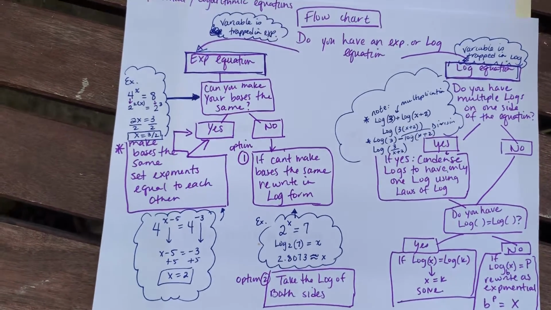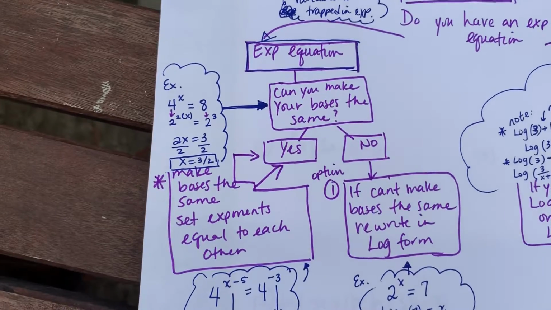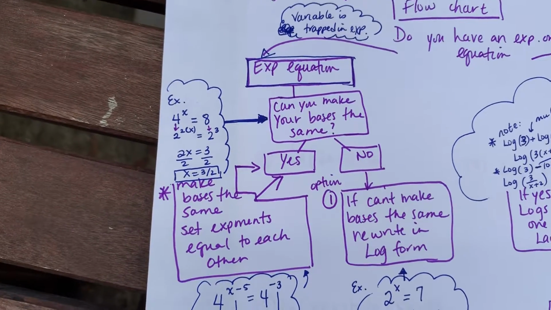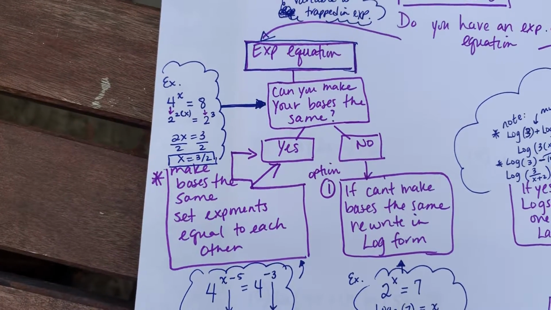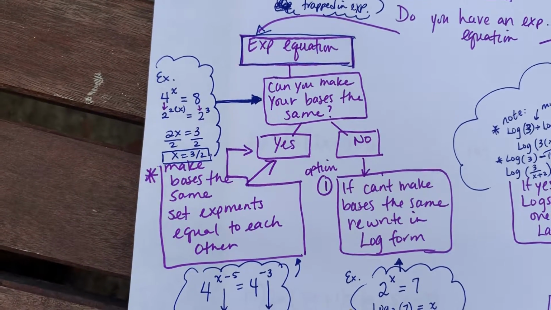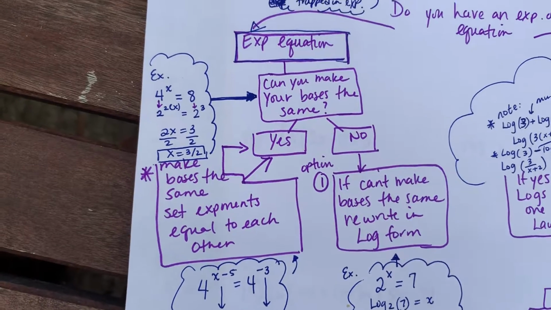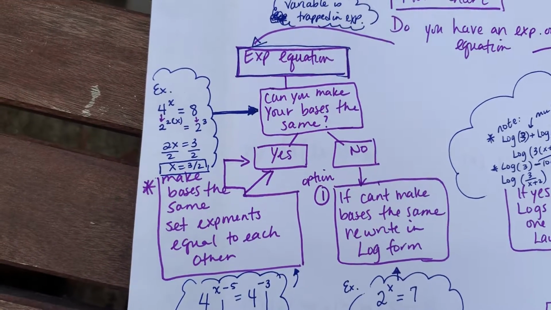If you say you have an exponential equation, that means your variable is trapped in the exponent. The first question you should ask yourself is, can you make the bases the same? If you say yes, then you're expected to do that, or at least attempt that. If you don't know how, then you can always go to the next part.